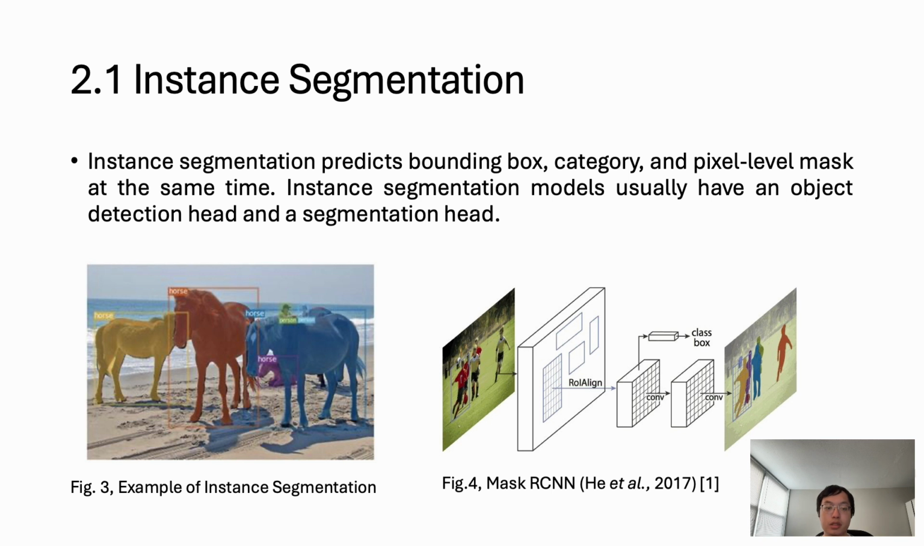One of the related topics is instance segmentation. Instance segmentation predicts bounding boxes, category, and pixel-level mask at the same time. The instance segmentation models usually have an object detection head and a segmentation head. On the left side, we can see that there are 3 animals surrounded by the bounding box, and their color has been set to different categories. On the right side, there is a fundamental pipeline of Mask R-CNN, which was introduced in 2017.